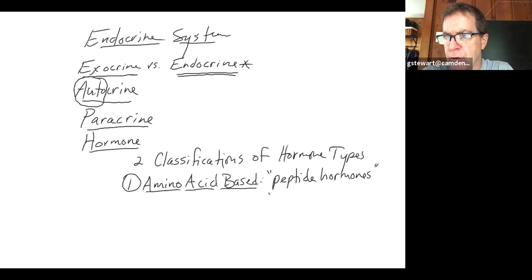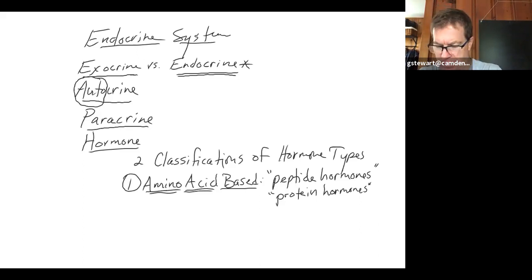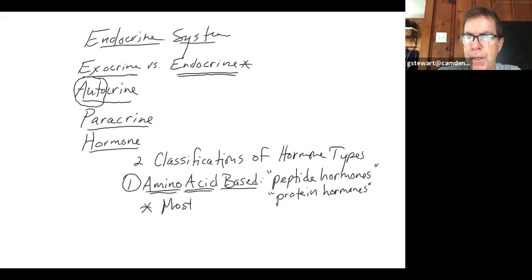When I was in graduate school, we used the term, this isn't used so much anymore, but I might say it just because old habits are hard to break, protein hormones. And that's because proteins are made up of, guess what? Amino acids. So all of these things are sort of synonymous with each other. These are by far the most common class or type of hormones in the human body.